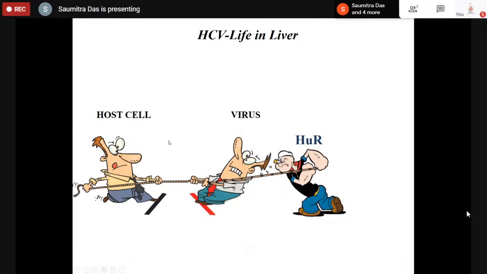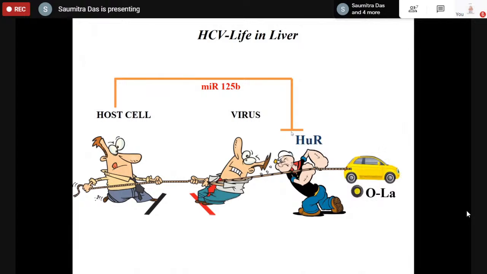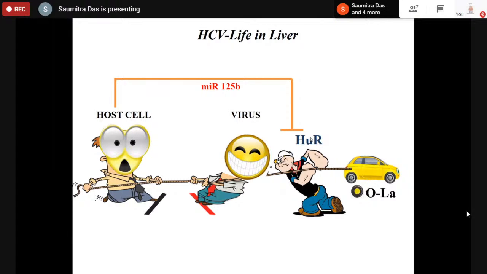So you can imagine a continuous tug of war between the virus and the host cells. We showed that HUR protein also helps the virus to win over, but there is cellular miR-125b which prevents HUR from actually doing what it's supposed to do. But no matter what you do, there is LA on the road which can actually tilt in their favor. The whole game is now changed in favor of the virus. But LA is also under a traffic control, and this is the traffic control we are trying to understand.